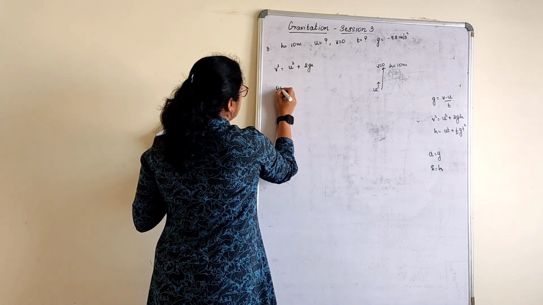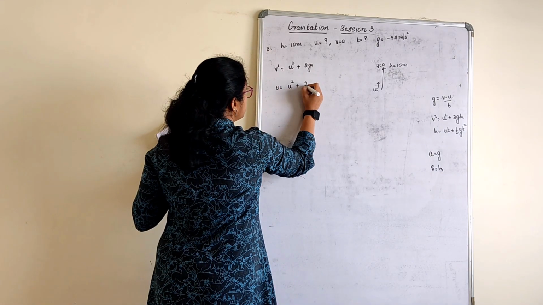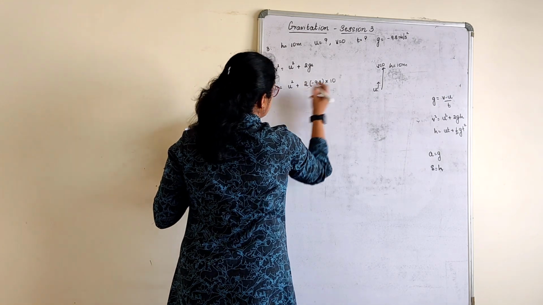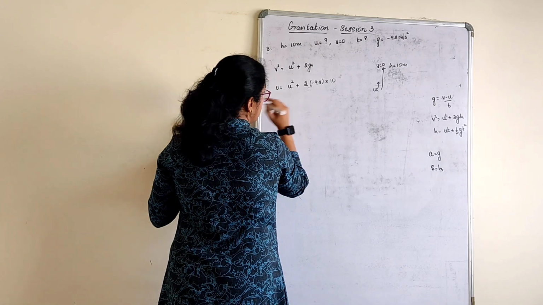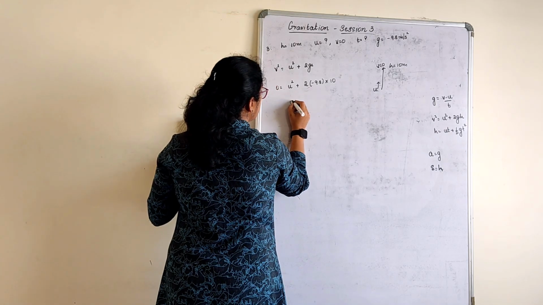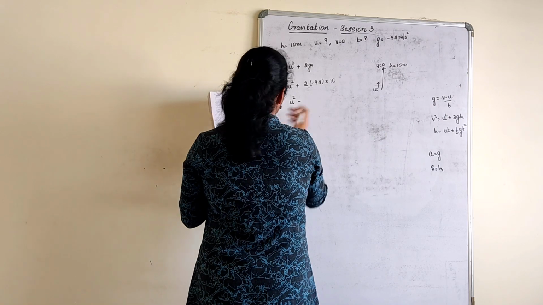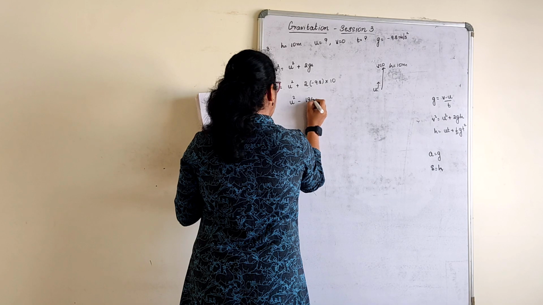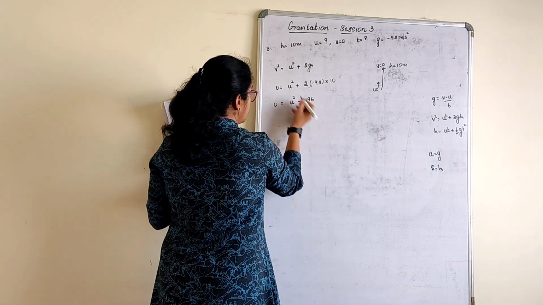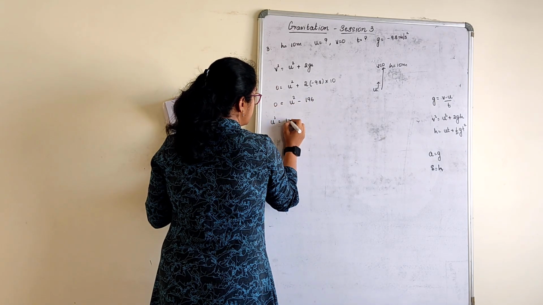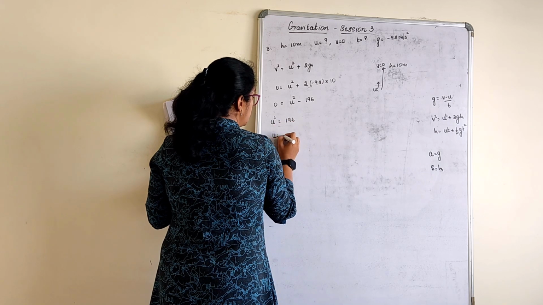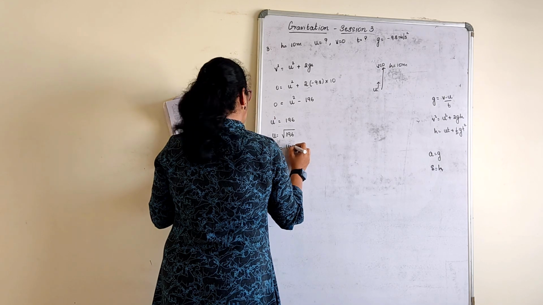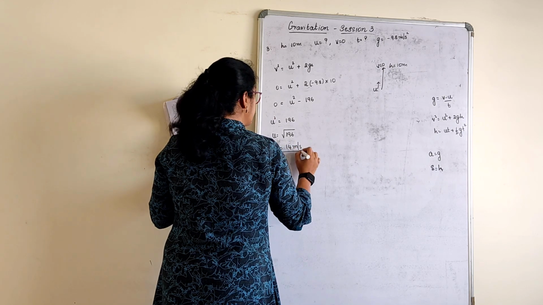Substitute: 0 is equal to u square plus 2 into minus 9.8 into 10. So u square minus 2 into 9.8 into 10, what you will get is 196 is equal to 0. Shift this side. u square is equal to 196. u is equal to square root of 196, and u is equal to 14 meters per second.